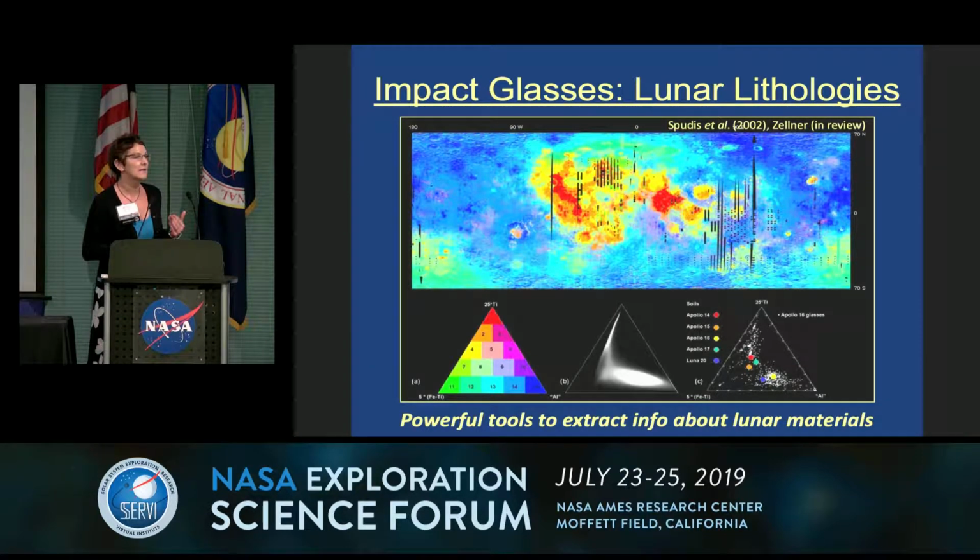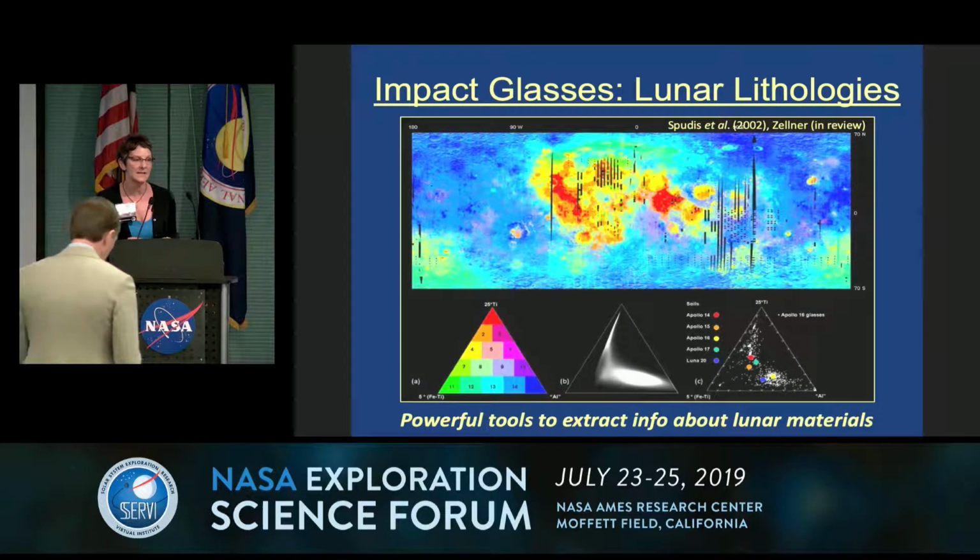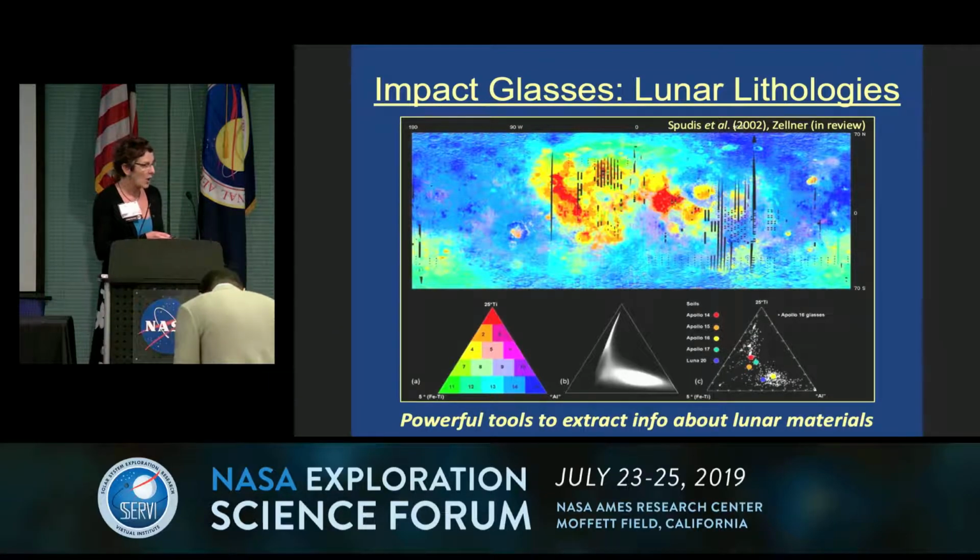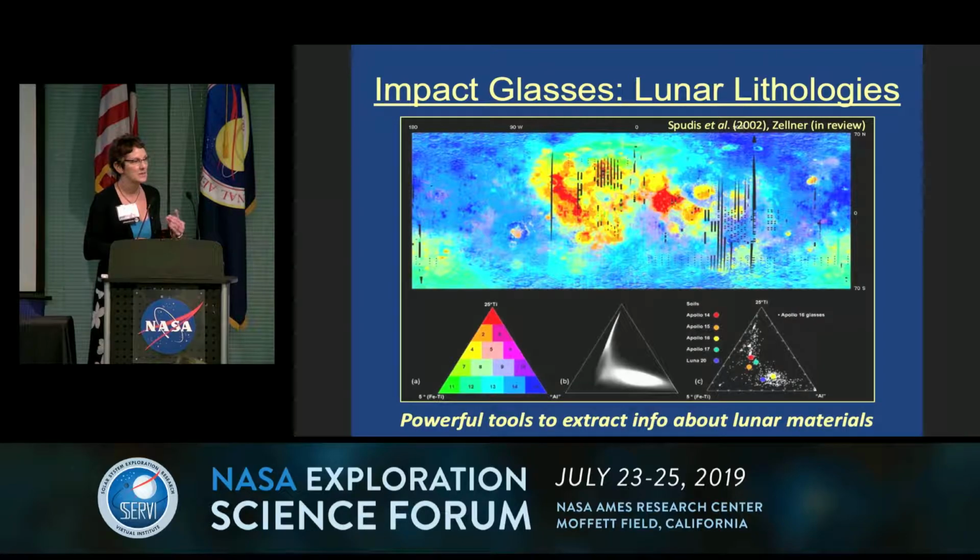This is a Clementine map in geochemical space. So the red colors are the titanium-rich or KREEP material, the greens are the mare material, and then the blues are the highland material. And what Paul did here was calculate the aluminum and iron measurements from the Clementine data and created a map in ternary space.